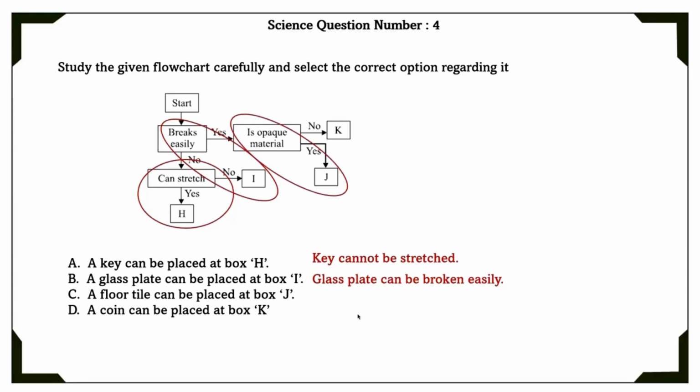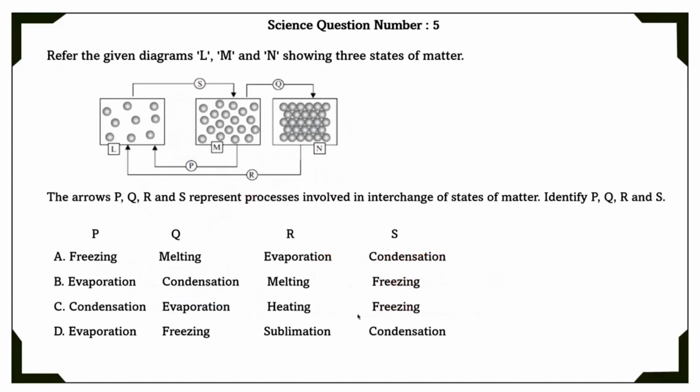Here in J, is it an opaque material? Yes. And yes, a floor tile can be placed at box J because it is an opaque material. In the D option, a coin can be placed at box K. In box K, they said that it breaks easily. Although it is an opaque object, it cannot be broken easily. So, the D option is the wrong option. The correct option is the C option.